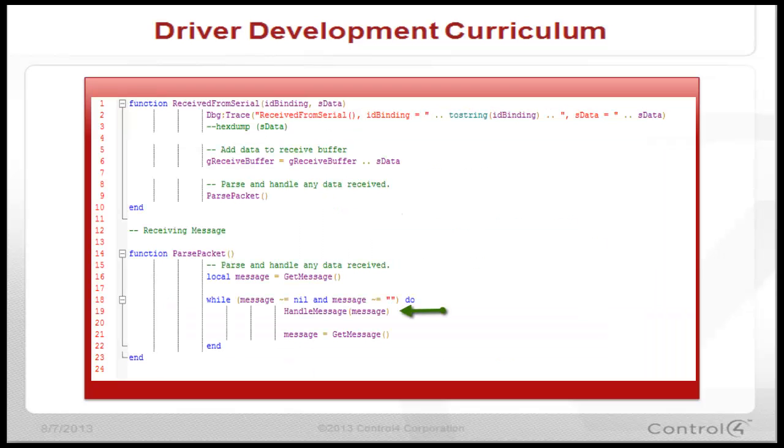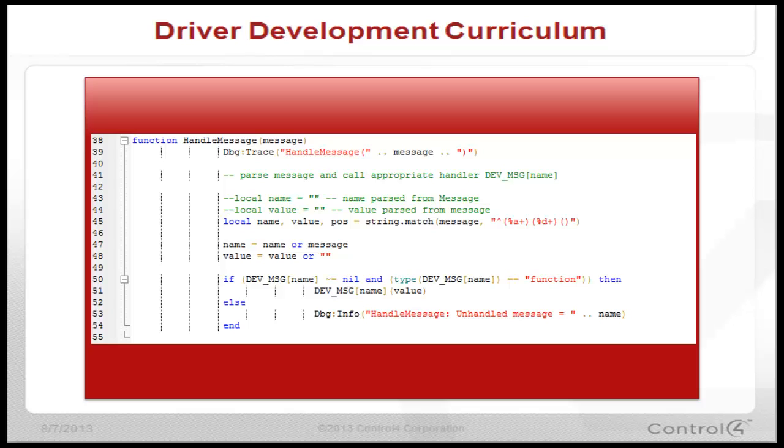Below GetMessage, you'll see another helper function called HandleMessage. HandleMessage parses the data delivered in the string that was just pulled out of gReceiveBuffer in GetMessage and modifies it into a format that is consumable by the Control4 system.